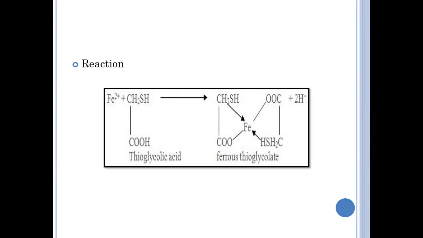So you can see the reaction: ferrous iron plus thioglycolic acid. The coordination compound formed is ferrous thioglycolate, and this compound is pale pink to purple color in the alkaline medium. So at the end, we are going to compare the colors of standard as well as test.